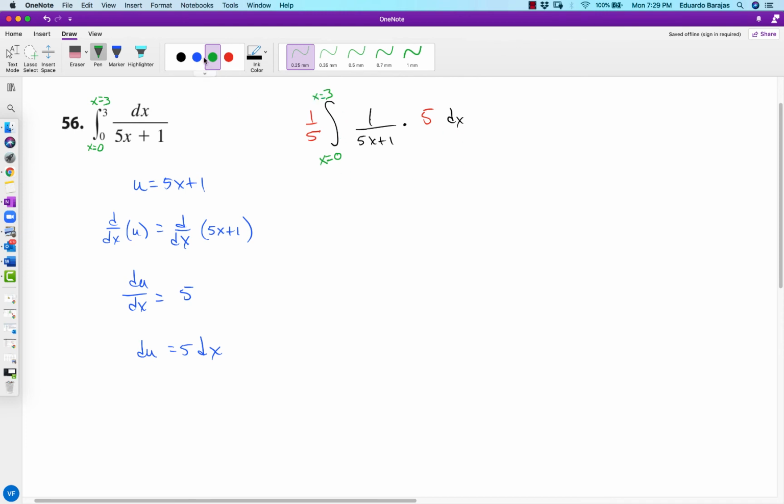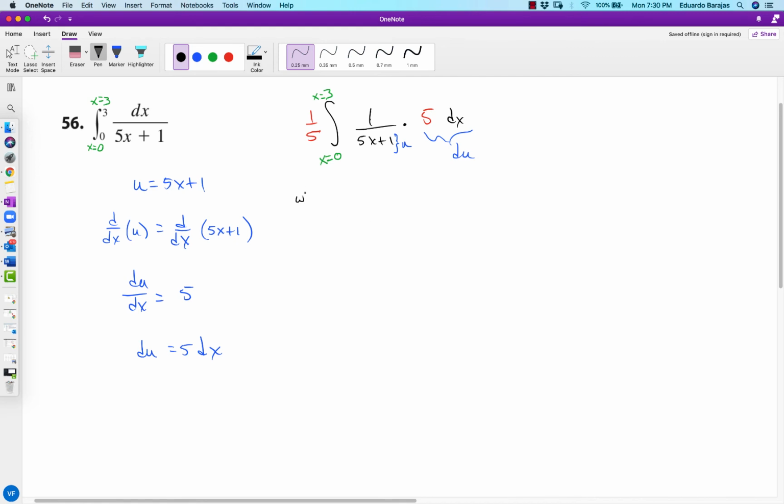Good, so now when I do my u substitution, I'm going to replace this whole thing with a du, and I'm going to replace this denominator with a u, but I also have to think about those limits of integration. You have two options, really. The first option is to also replace those limits of integration by using this formula. So let me do that one right now.